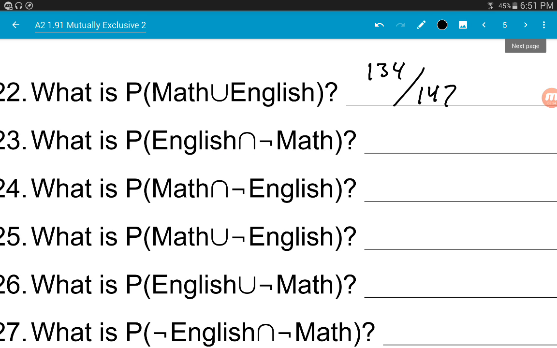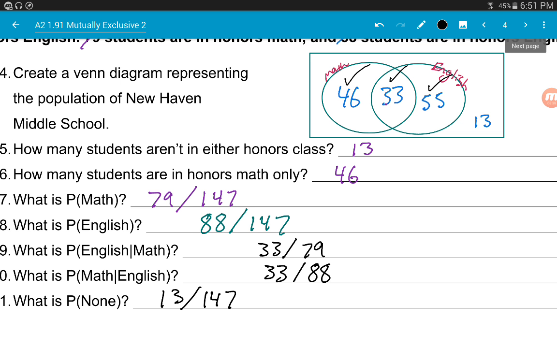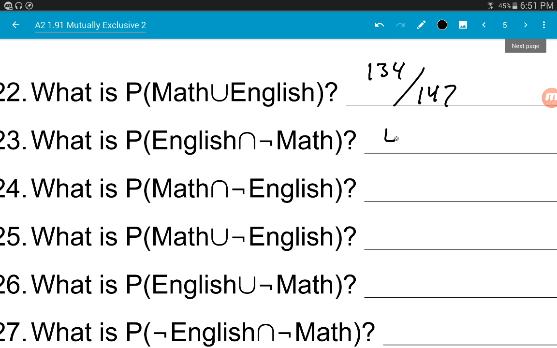English and not math, math and not English, those are these right here. So this is math and not English, right? Because these guys do take English, so they're not counted. This is English and not math, so it's just the 55. So 46 out of 147, 55. Oh wait, did I mix those up? I did. This one is 55, and this one is 46.